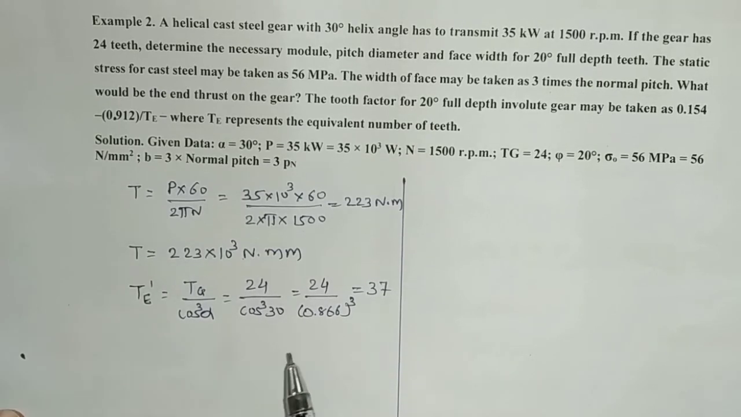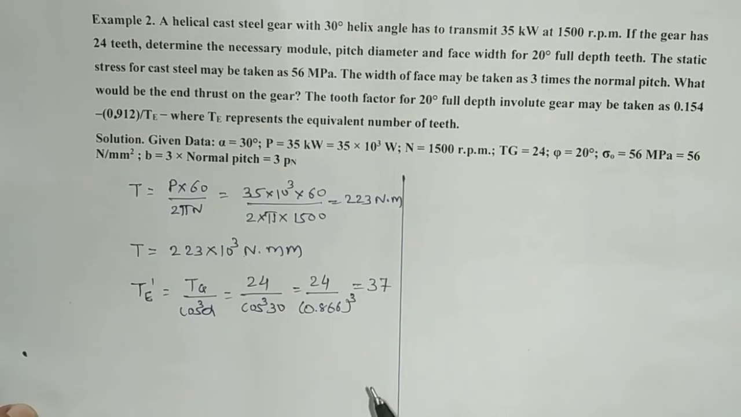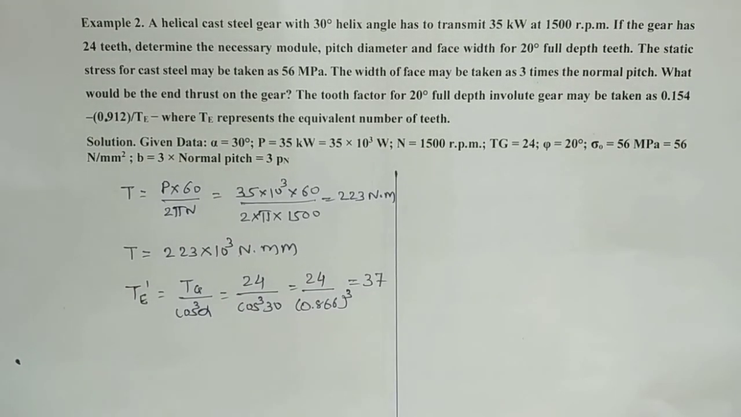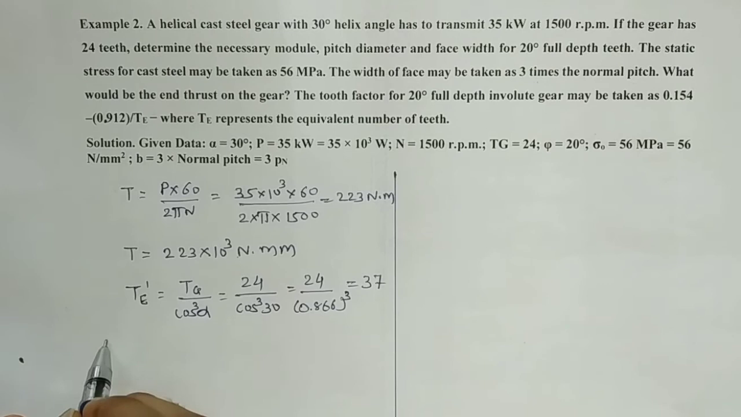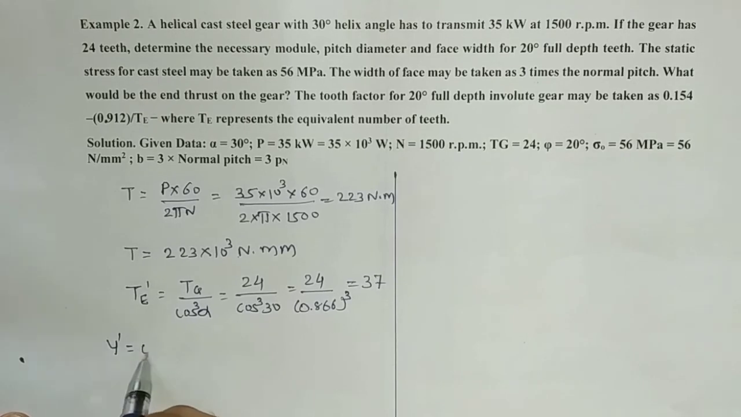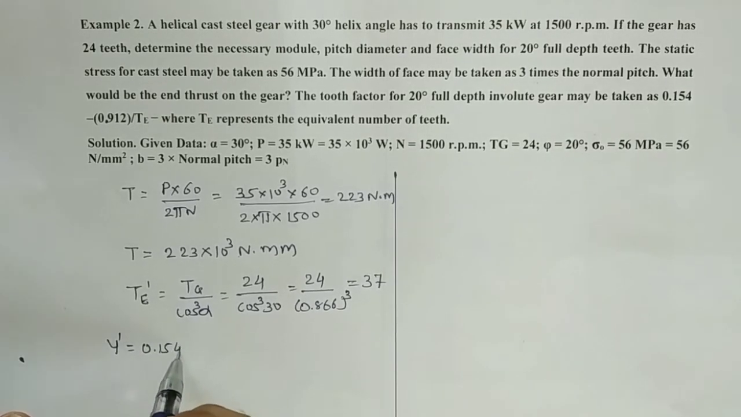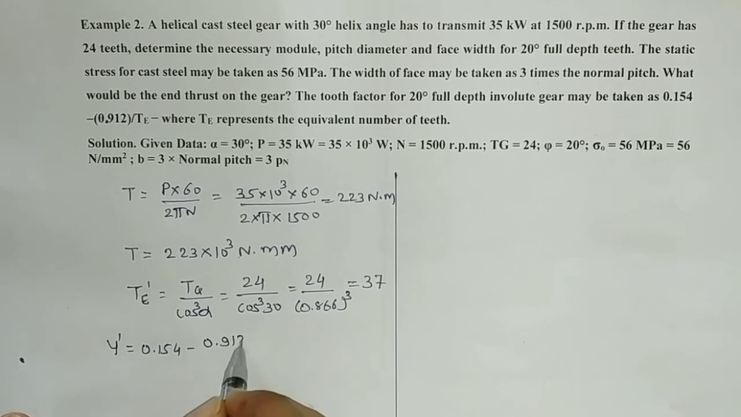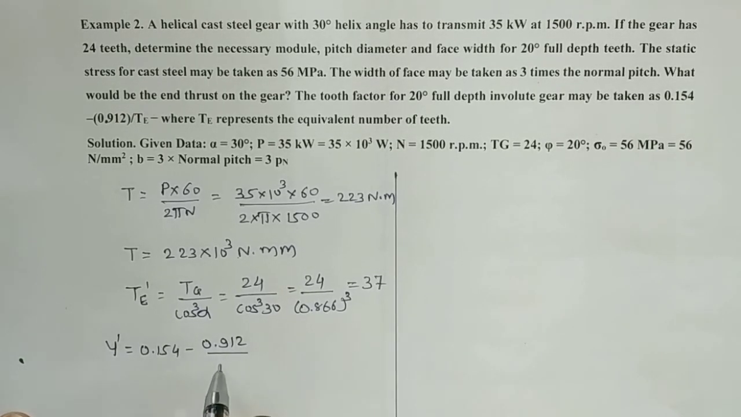Now find out the tooth factor Y dash. We have to find the tooth factor Y dash. As you know, the equation for Y dash for 20 degree full depth involute is 0.154 minus 0.912, already given in the data, by TE.